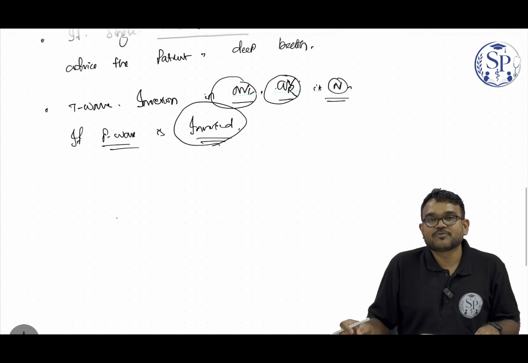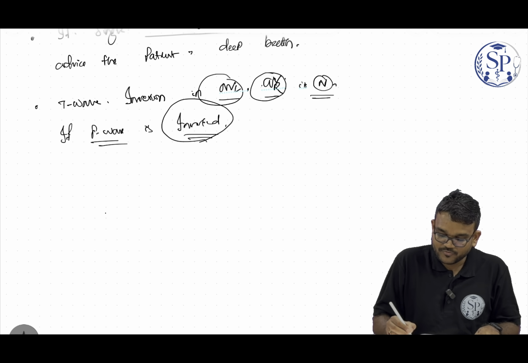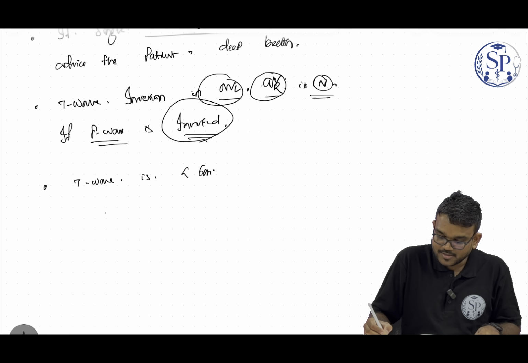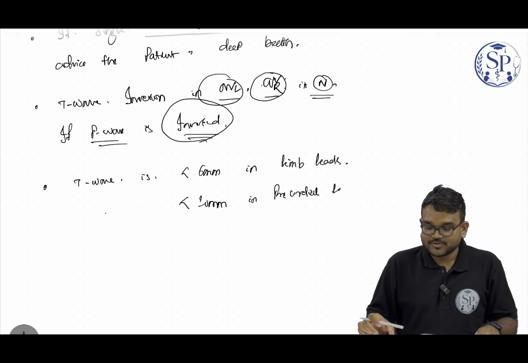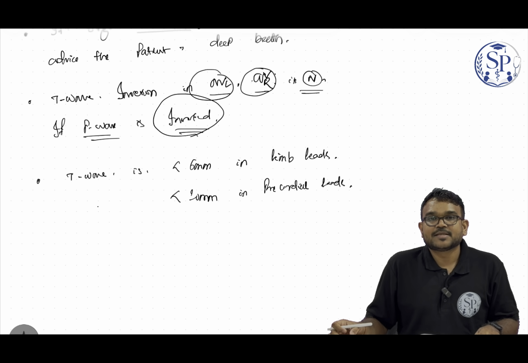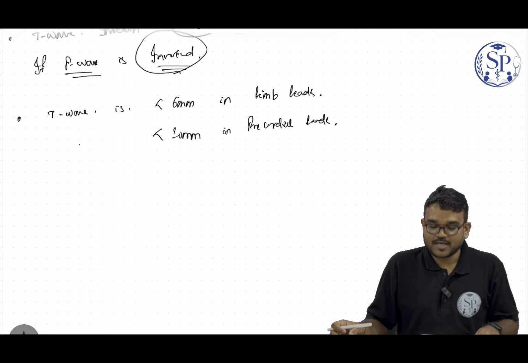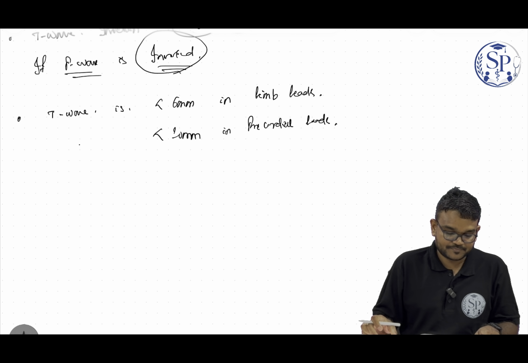Remember, the T wave is always measured in height. The normal T wave is less than 6 mm in limb leads and less than 10 mm in precordial leads. Okay, V1 to V6. So, in the limb leads the T wave height is less than 6 mm and in the precordial leads the T wave is always less than 10 mm.